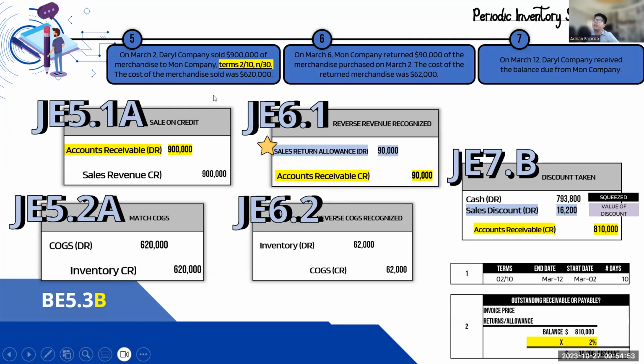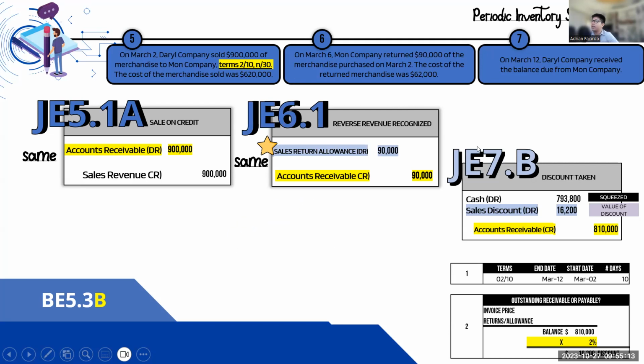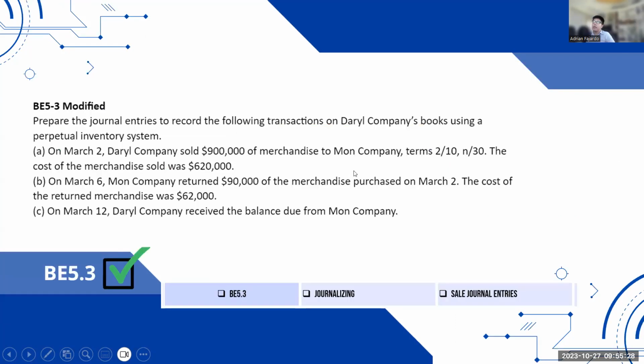Journal entry 5. Nagka-sale. Ano yung journal entry mo if it's periodic? Well, actually, pareho lang si 5.1A, pero si 5.2A wala. There is no entry to recognize COGS. For sales returns and allowance, pareho lang si journal entry 6.1. Same lang siya. Pero wala kang i-recognize na COGS ulit. So, wala rin yan. And then, pareho lang si journal entry 7. So, sa periodic, pare-pareho lang siya. Ang wala lang sa kanya is the cost of goods sold impact. Yun lang yung difference ni perpetual and ni periodic.